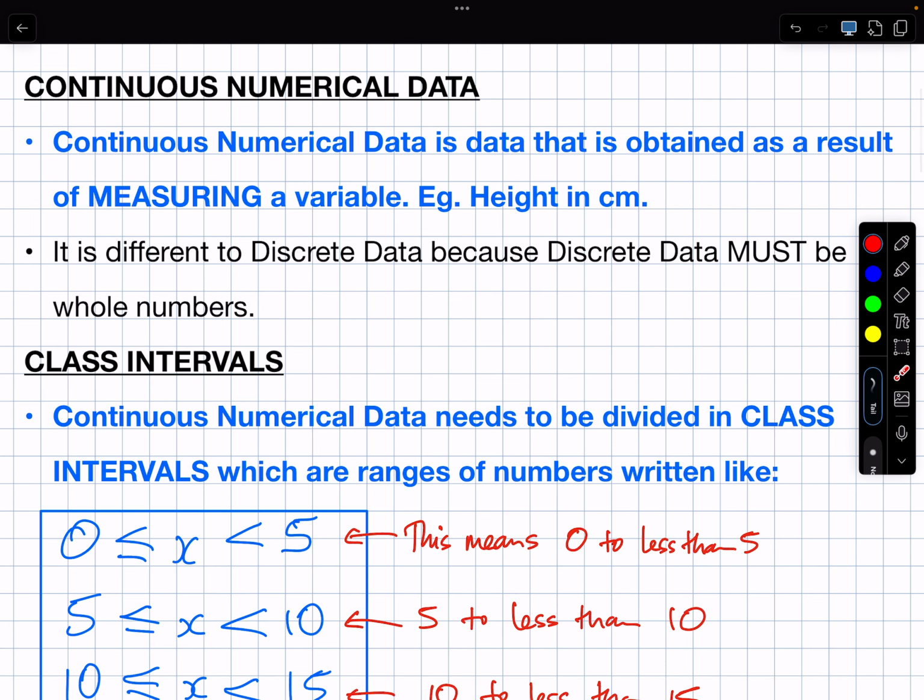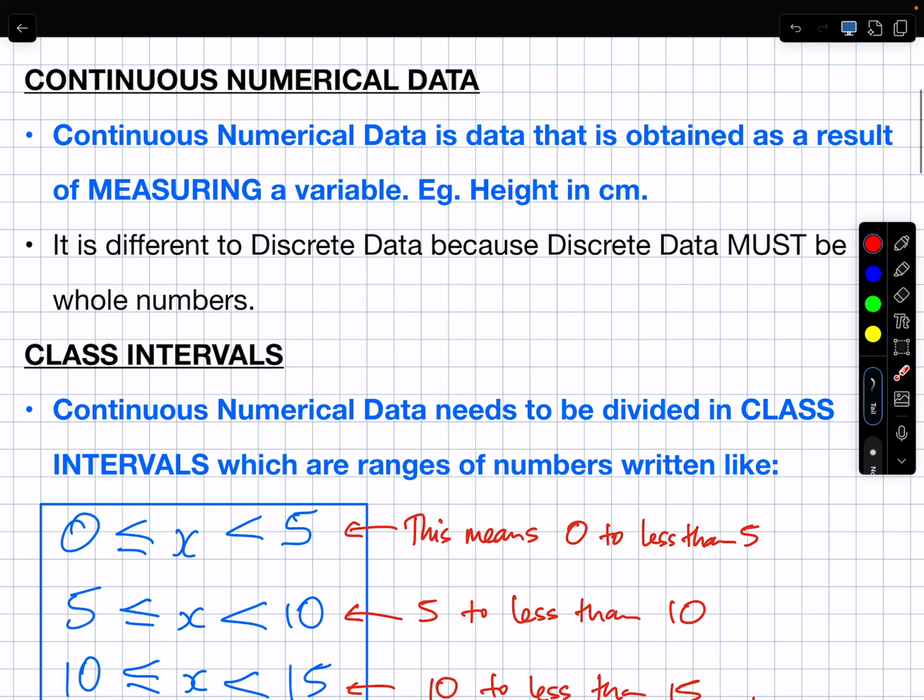So last lesson we went over the idea of discrete numerical data. That was stuff that you counted, so it has to be in whole numbers. I would count how many pets you have. I wouldn't measure that. I would count it and you'd have 1, 2, 3, 4, 5, okay?